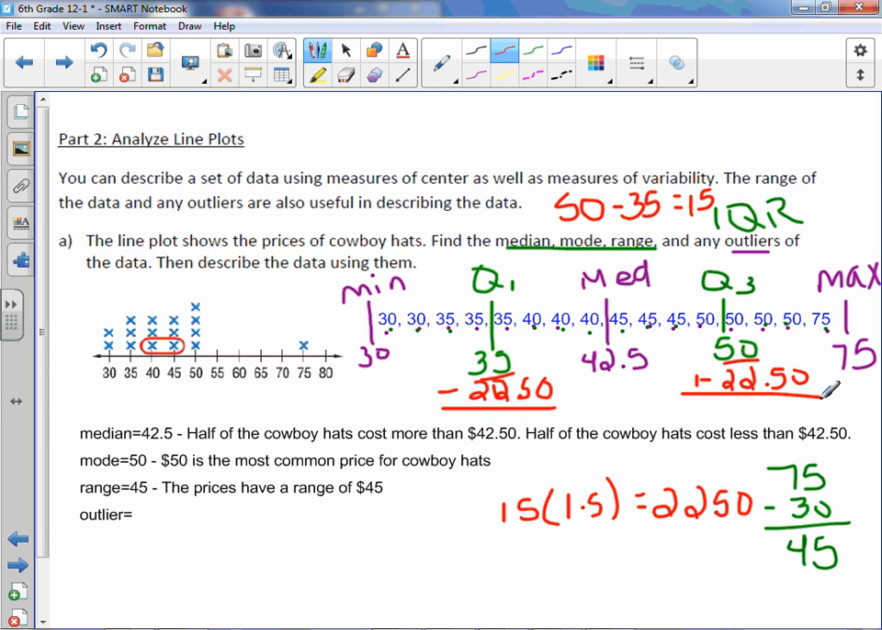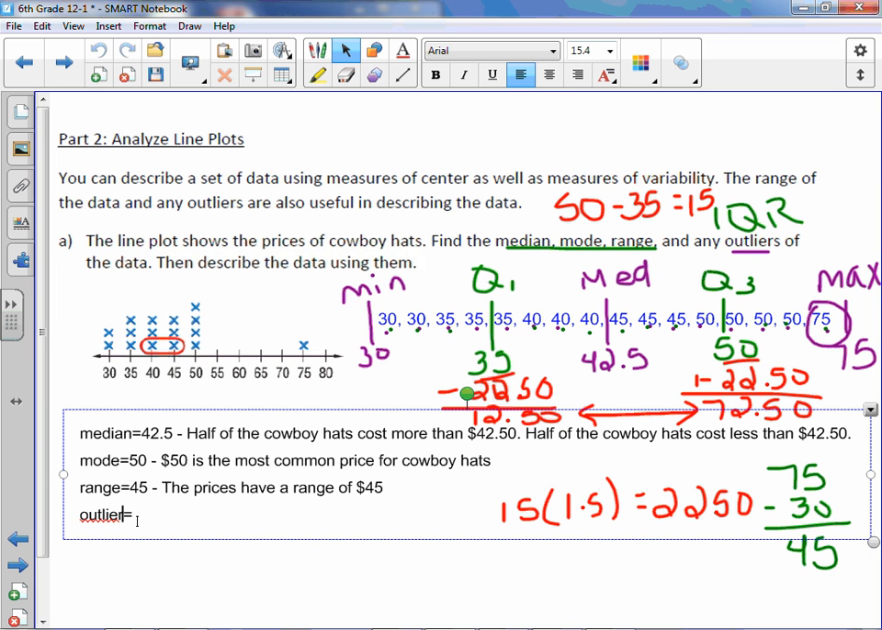When we do that, we get 12.50 over here, and we get 72.50 over here. So any numbers that are outside of this range here are considered outliers. Well, my smallest number, my minimum, is 30, which is well in this range. However, my largest number is 75, which is outside of this range. So I do have an outlier of $75. And we don't have to describe that. We can leave it as is.